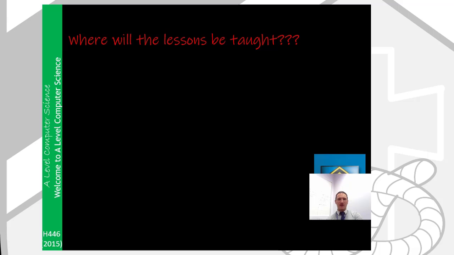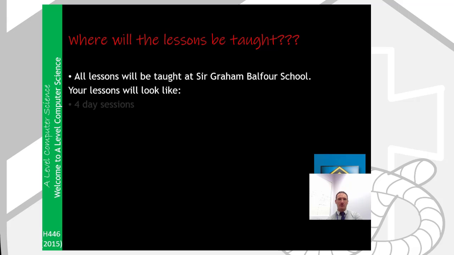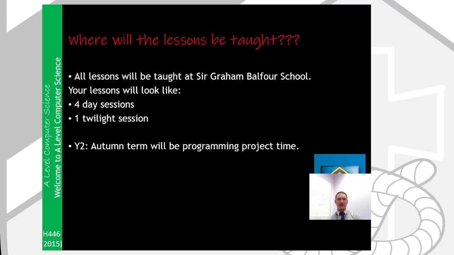So the lessons will be taught at Sir Graham Balfour, and you will have 4 lessons and then 1 twilight lesson. The way that it currently is broken down is year 12 have 3 lessons on a Tuesday, 2 lessons on a Thursday, and one of those Thursday lessons is a twilight lesson, so it's after school. Year 13 have 4 lessons on Monday and then 1 lesson, a twilight, on Wednesday.